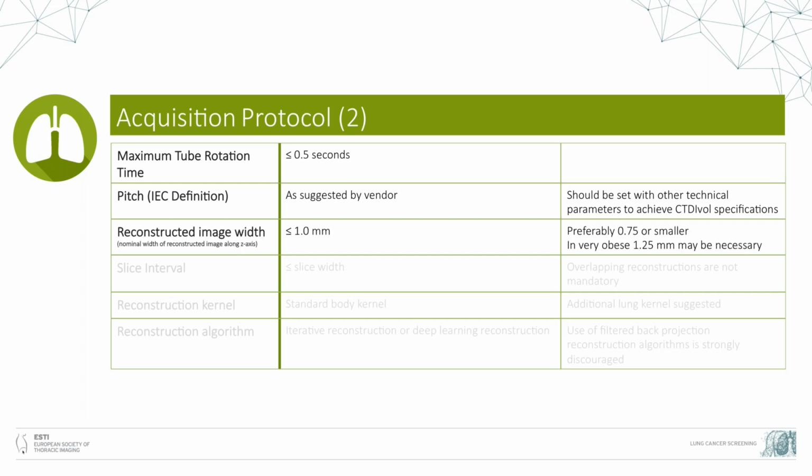Reconstructed image width should be equal or less than 1.0 millimeter, preferably 0.75 or even smaller. And in very obese participants, 1.25 may be necessary to achieve the low radiation dose. The smaller the image width, of course, the better the resolution.